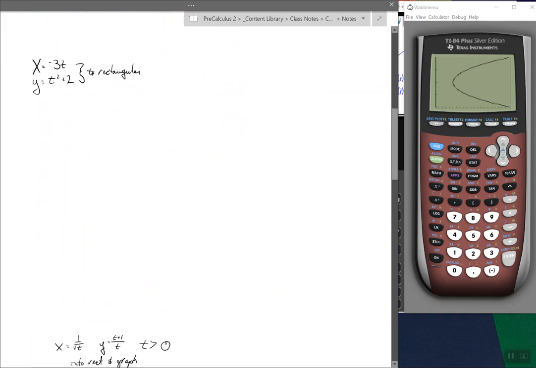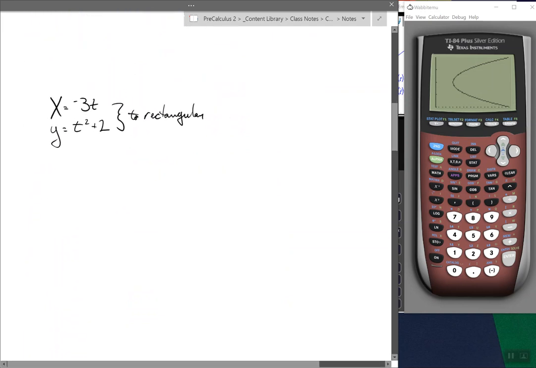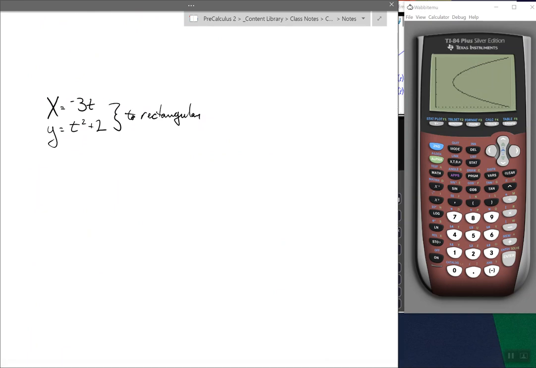Okay, so the last thing we're going to do is convert parametrics to rectangular. Converting parametrics to rectangular is pretty easy. It's basically just a substitution problem, and the hardest part will come in rearranging the first equation. After that, it's pretty straightforward.